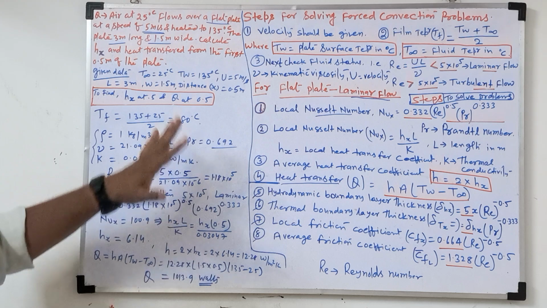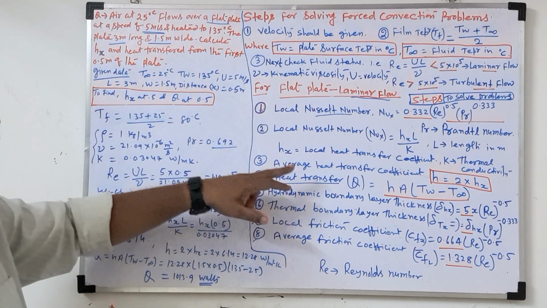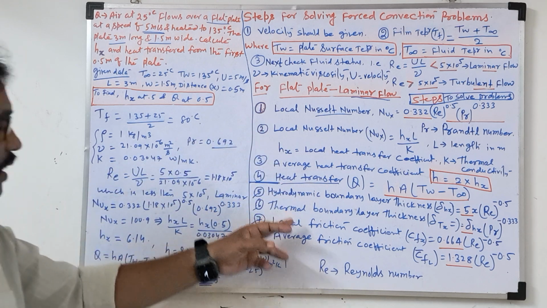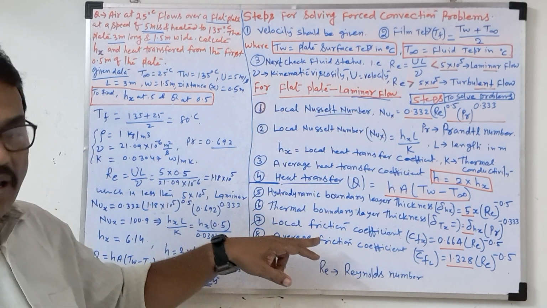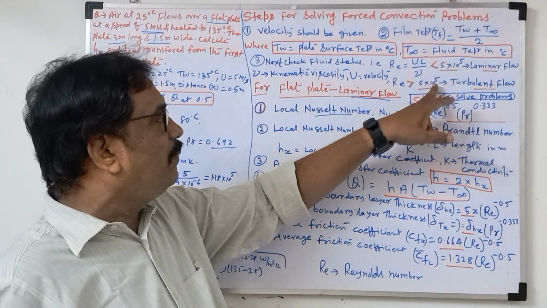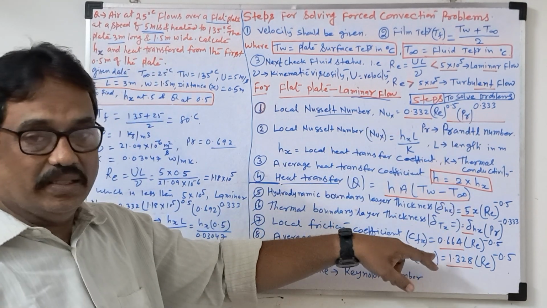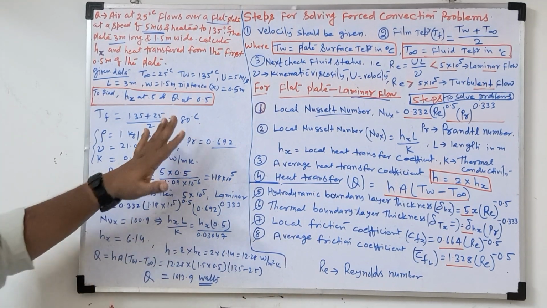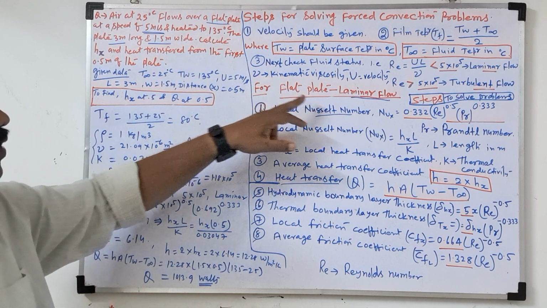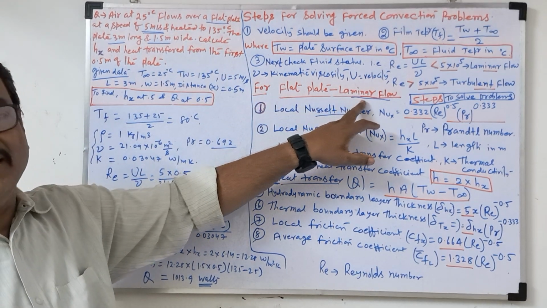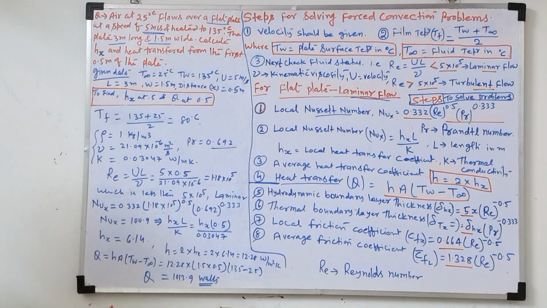So these are the possible questions: either they ask the local heat transfer coefficient, heat transfer, average heat transfer coefficient, hydrodynamic boundary layer, or thermal boundary layer. These are all the formulas for flat plate laminar flow. If this value comes greater than 5 into 10 power 5, the flow is turbulent and these formulas will change. That we will see in a later video. So this video is for solving forced convection problems on a flat plate when the fluid status is laminar flow. These are the steps. It is very simple; if you practice, you can solve these questions easily.